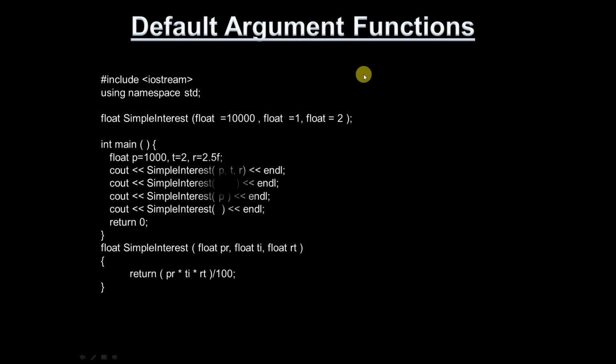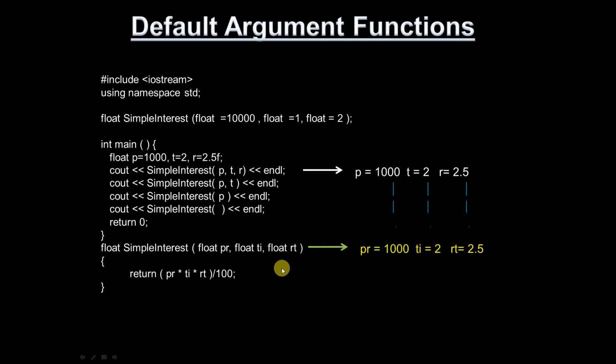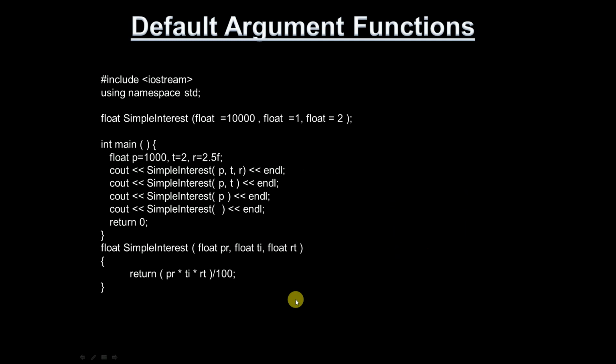So what we did is we provided the default values to the arguments. You have to start providing the default values from right to left. In the first scenario, p, t, r, all three we are passing, so the compiler will take only the passed values, that is ptr, and pass them as pr, ti, and 2.5 for rt. Next, in the second cout statement, we are passing only the p value and t value, that is 1000 and 2.